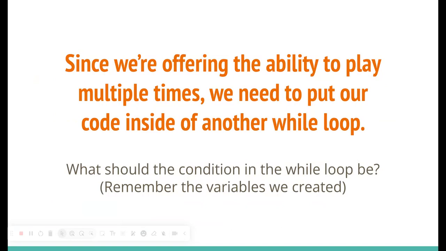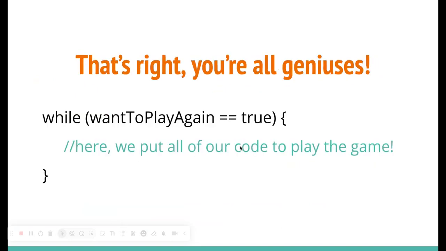So since we're going to offer the ability to play multiple times, we need to put our code inside another while loop. And what should the condition in the while loop be? As a hint, remember the variables we created. I'll give you a second to think about this and pause if you need to. That's right, you're all geniuses. While want to play again equals true, and then we're going to put the code to play the game. So then all we have to do is set want to play again to false, and immediately it stops the game.